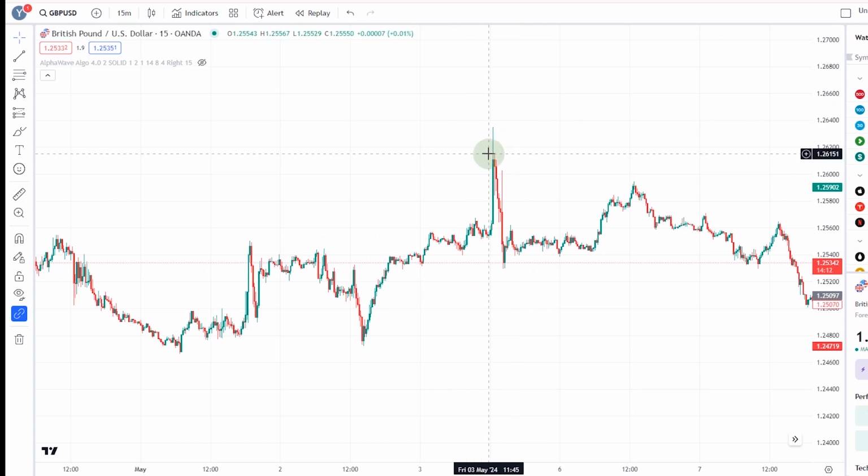So I'm going to be showing you how you can spot them in a real life trade, and also how you can trade this particular concept anytime you see them in the market. So guys, let's go into it.